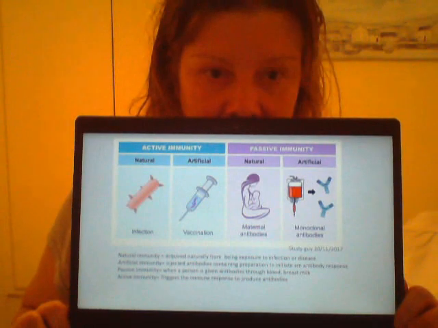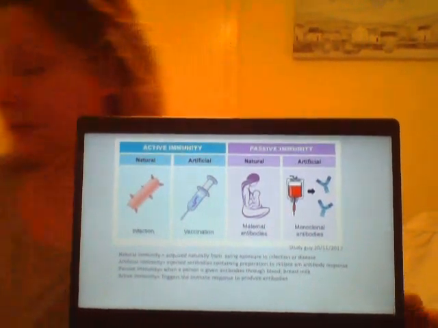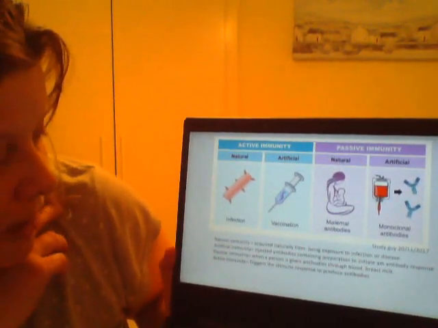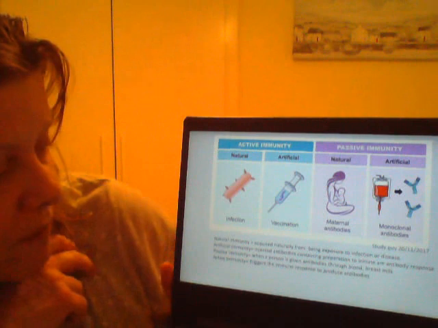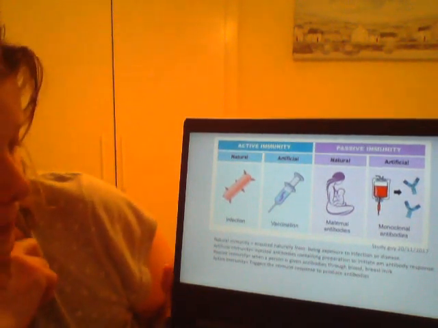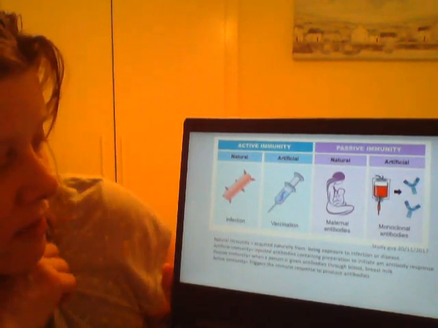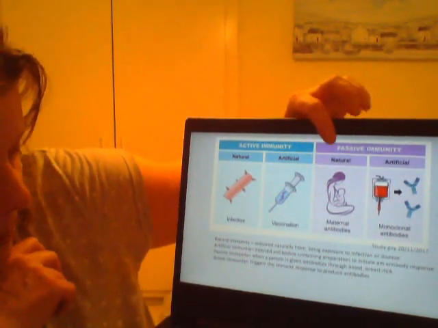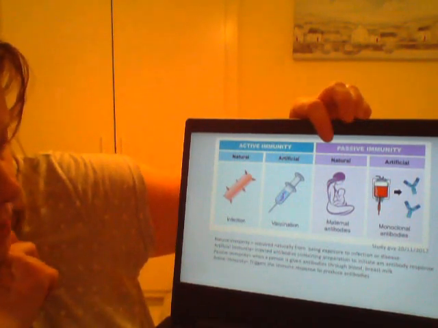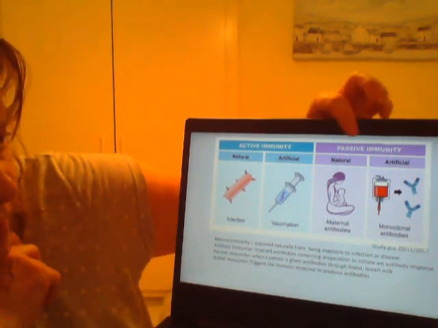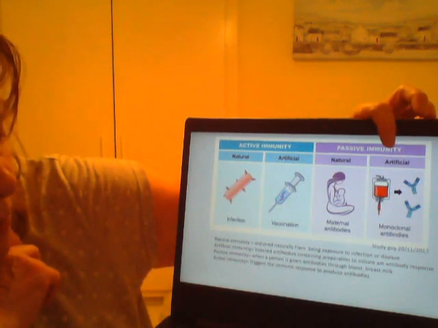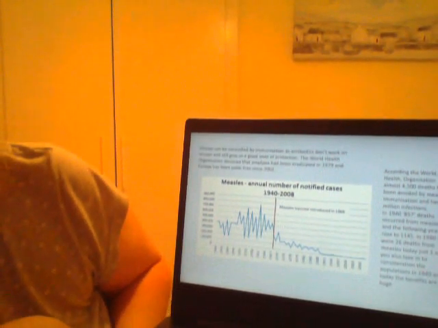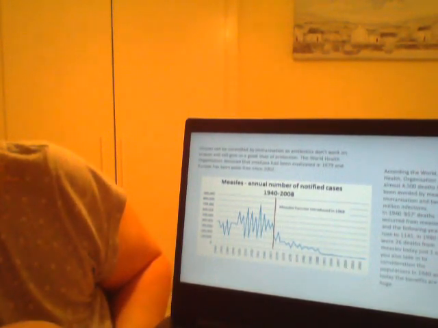Here we're looking at active immunity and passive immunity. Natural immunity is acquired naturally from being exposed to the infection or disease through one's lifetime. Artificial immunity is an injected antibody-containing preparation to initiate the antibody response. Passive is when a person is given antibodies through blood or breast milk, and artificial triggers the immune response to produce antibodies. Viruses can be controlled by immunisation, as antibiotics don't work on viruses, and still give us a good level of protection.